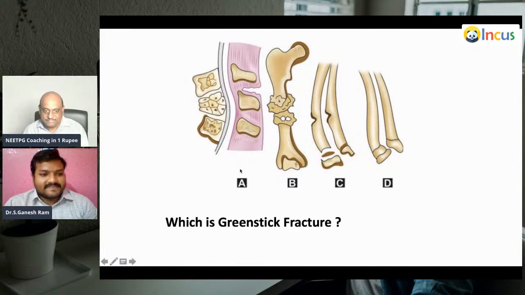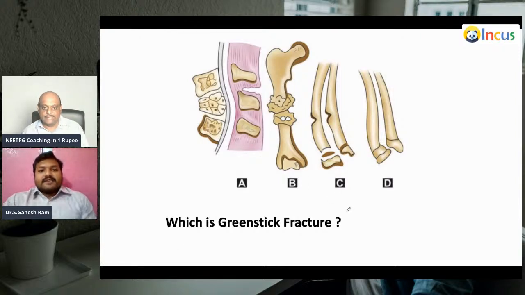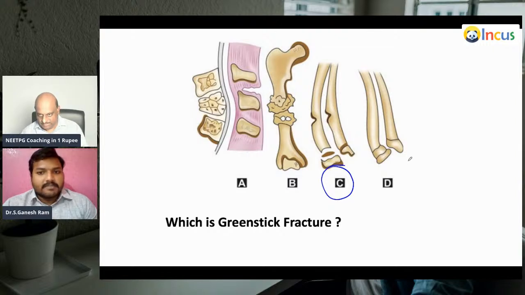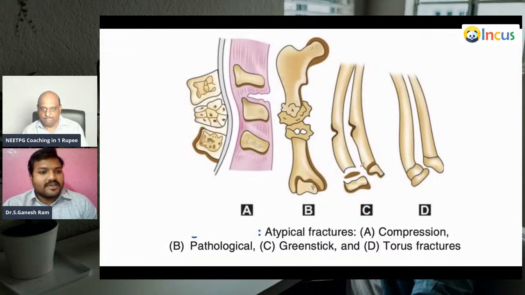So doctor, among these, which one is a green stick fracture, and any comments on it? Yes, sir. The green stick fracture would be option C. It's usually very common in younger people whose epiphysis is not fused. It occurs with a break in one cortex while the other cortex is not broken. When you apply a bending force to the bone, only one side of the cortex breaks, the other side remains intact. This is called a green stick fracture.